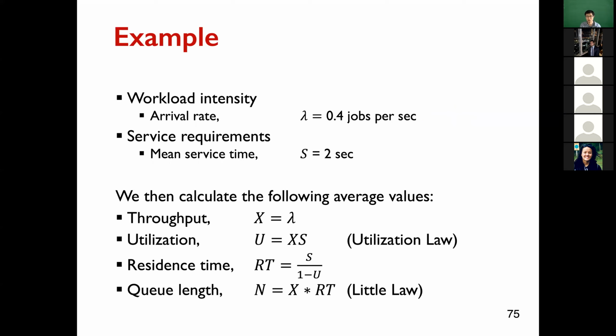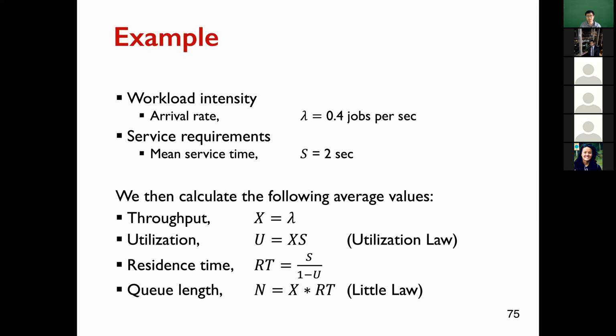So what is the throughput? Throughput is equal to the arrival rate, right? We use X to indicate throughput, lambda to indicate arrival rate, and S to indicate mean service time. For utilization, there is a law called the utilization law. Basically, it shows that the utilization equals the throughput times the mean service time, right?